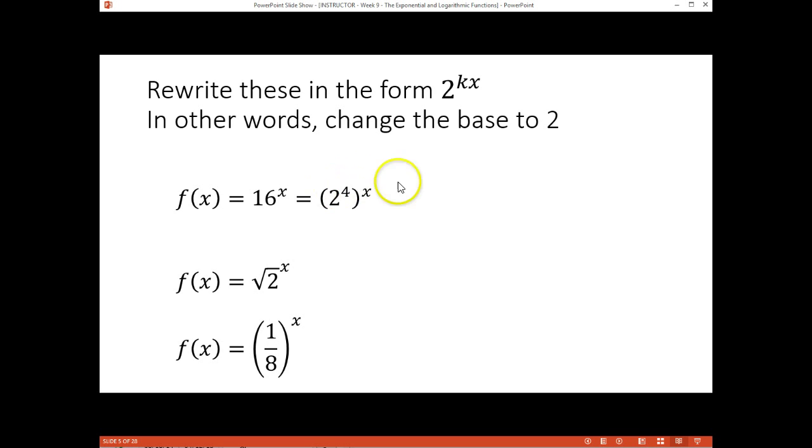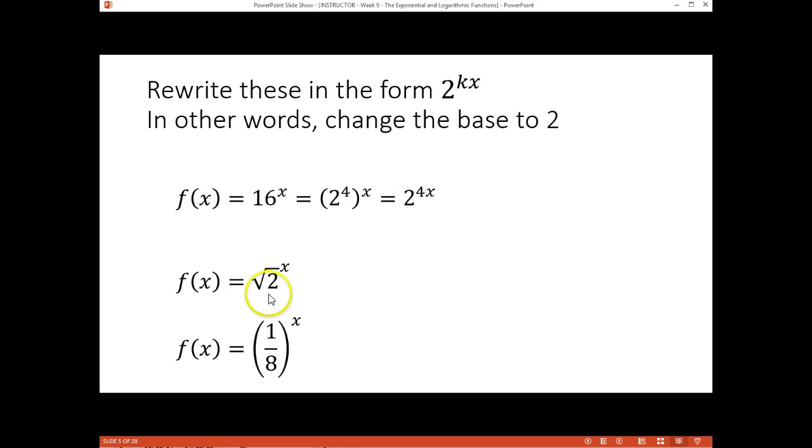And if you remember, our last property says if I raise a base to a power, and then I raise an exponent to a power, I just simply multiply. So this simply becomes 2 to the 4x. All I'm doing is multiplying exponents here. And the real key was just rewriting this 16 as 2 to the 4th. Now I've rewritten this as 2 to the kx power. In this case, k is 4.